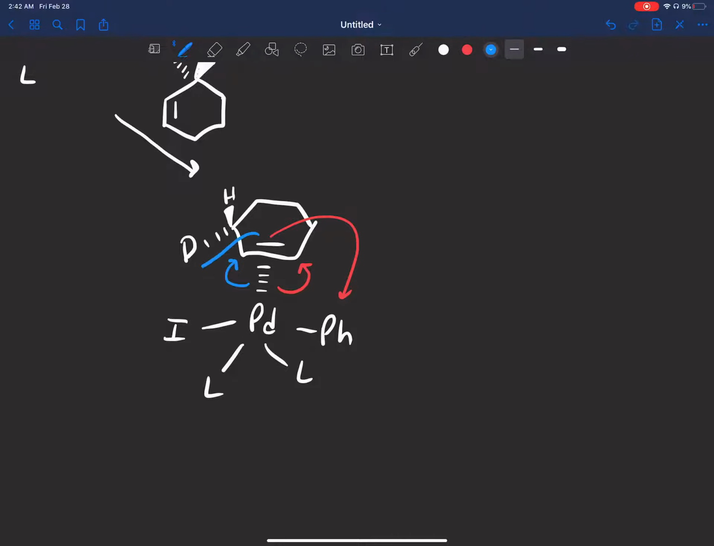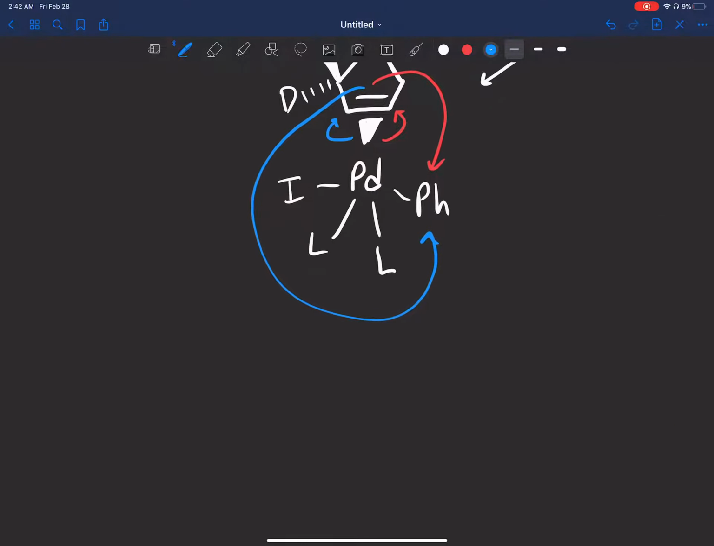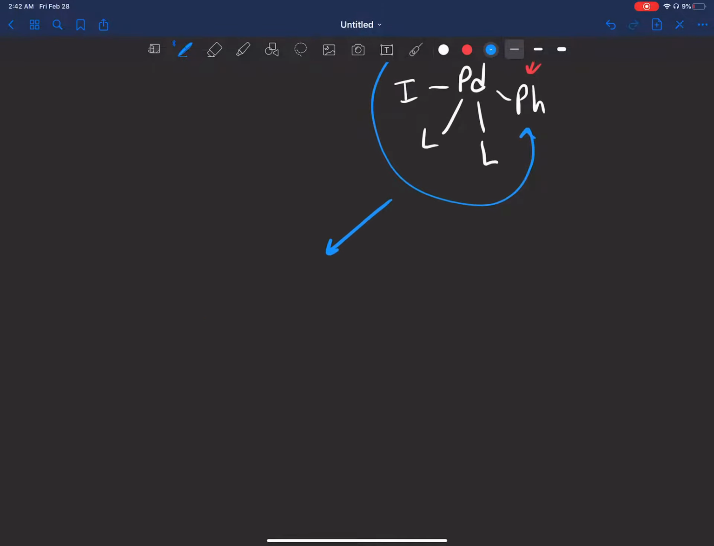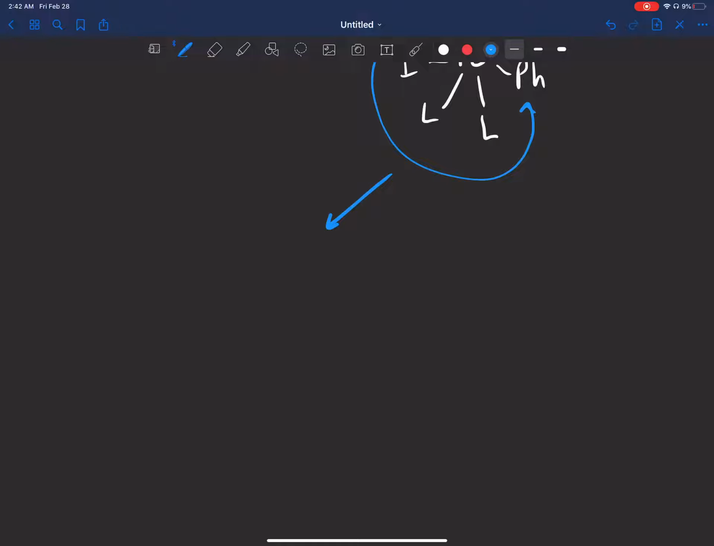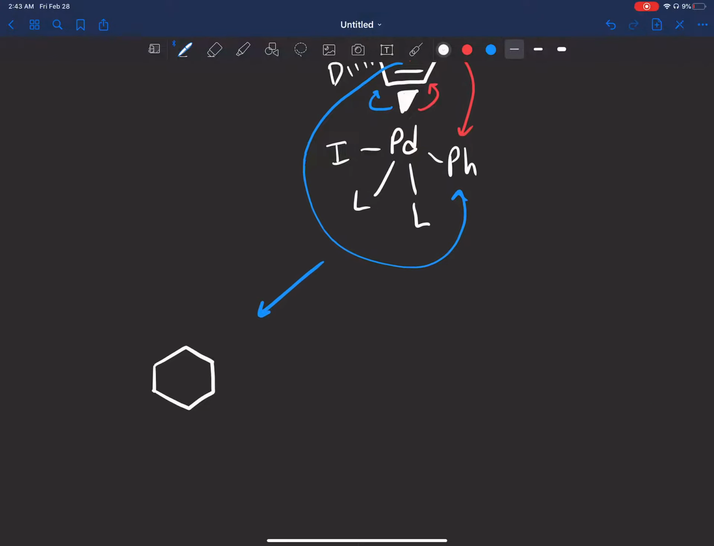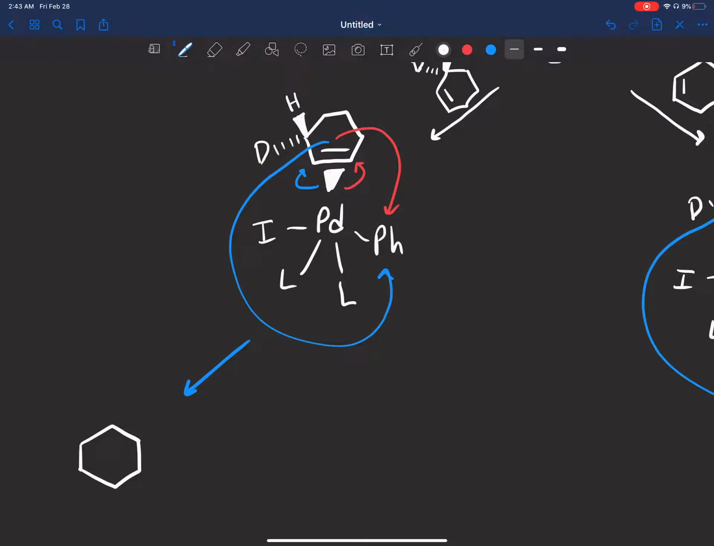And then this one's going to come around and attack. All right. So let's see what happens when we follow the purple pathway, the blue pathway. All right. So we have our cyclohexane. We need to show our phenyl. The phenyl was attacked by that double bond. How is it going to bind?